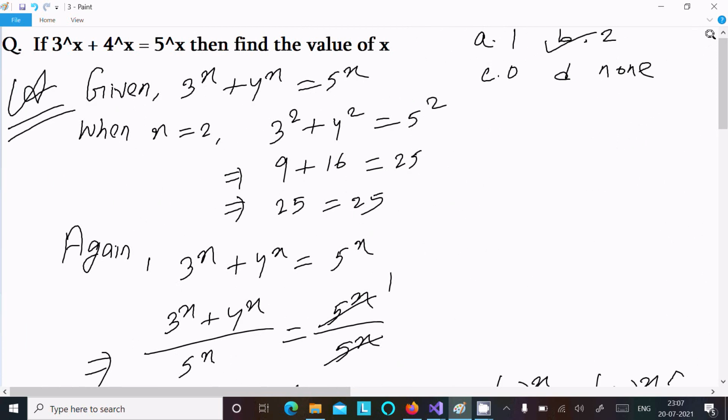So this is the way we can find the value of x and prove x equal to 2 is the only one answer of this question.